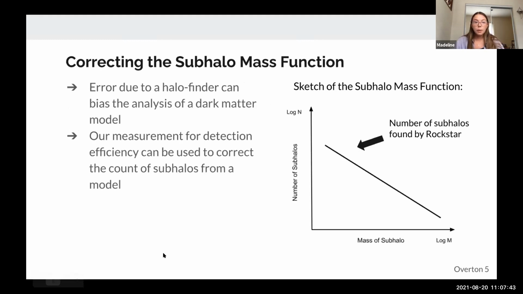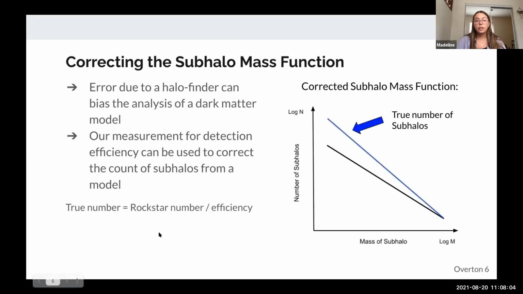And so that comes to the purpose of my project. I'm working with the halo finder called Rockstar in order to find its detection efficiency. Our measurement for the detection efficiency can be used to correct the number of subhalos found by Rockstar to get the true number of subhalos that your model is predicting or your simulation is giving you.